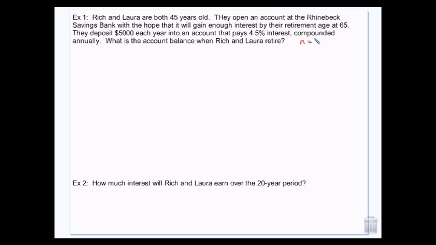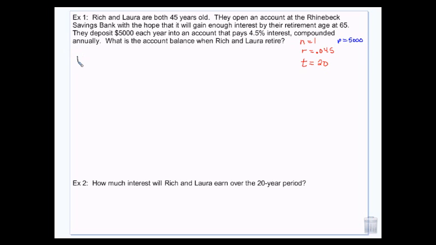Okay, so N is going to be 1 because we're compounding annually. R is going to be 0.045. T. They're 45 and they need it to run until they're 65. So T is how many years? 20 years. Okay. And then P is $5,000 because that's how much they're going to put in every year. And we've already got this one set up to where we're talking about an annual deposit, annual compounding. So those match. 1 year, 1 year.